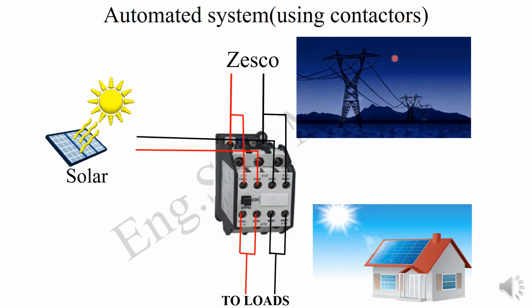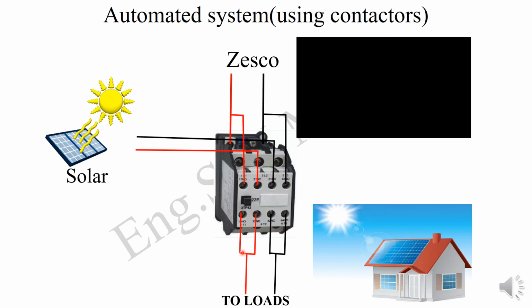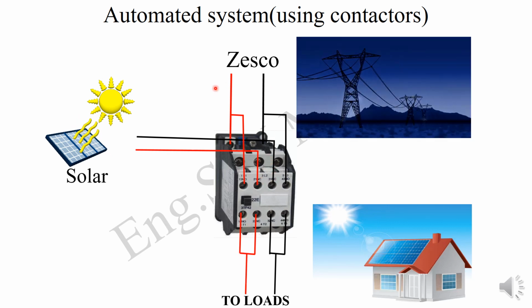If you have a breakdown or a load shedding, this means this contactor will be off. Once it's off, as you can see, the PV is connected to the normally closed. Therefore, you're going to have output on the normally closed, but Zesco will have nothing because it's connected to the normally open. So this house will be operated on two supplies, Zesco and PV.